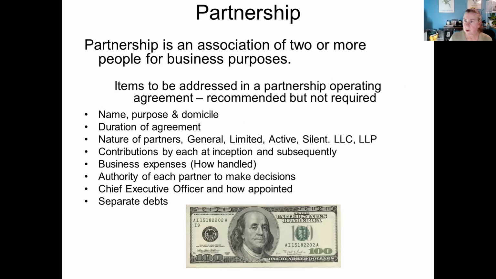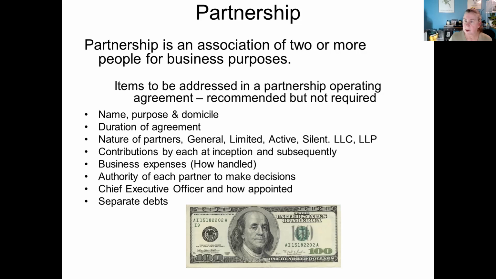Partnership. So those of you that are in groups of 2 or 3 will be partners. Partnership is an association of 2 or more people for business purposes. And one of the things is you need to have an agreement in writing that covers preferably all of these areas. The name of the business, the purpose, and the domicile.